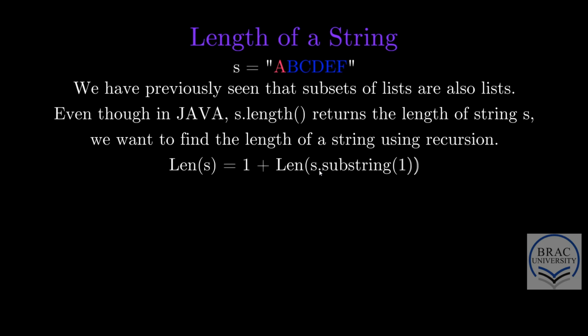The first index is 0, so s0 is a, s1 is b. If we write s dot substring 1, this means a substring which starts from character 1. Character 1 is b, because character 0 is a, character 1 is b, character 2 is c. So s dot substring 1 means we start a substring from character 1, so b, c, d, e, f. This substring ends at the last of the string, but it starts from 1. If we turn this recurrence relation into a recursive function, it will look like this.